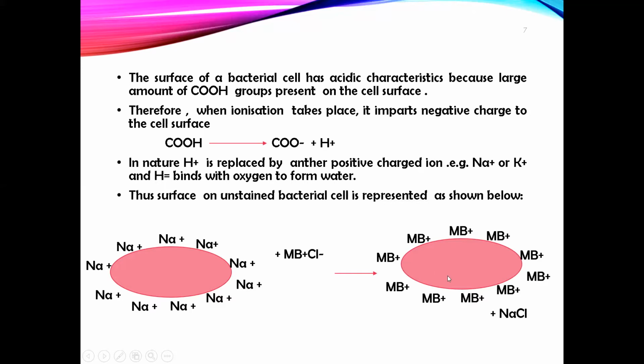So that is the mechanism of simple staining. The bacterial cell is negatively charged due to the ionization of the acidic groups on its cell surface, and in nature the COO- gets attached to positively charged ions like Na+. When we add a basic stain, the negatively charged cell wall attracts the positively charged chromophore and it imparts the color.